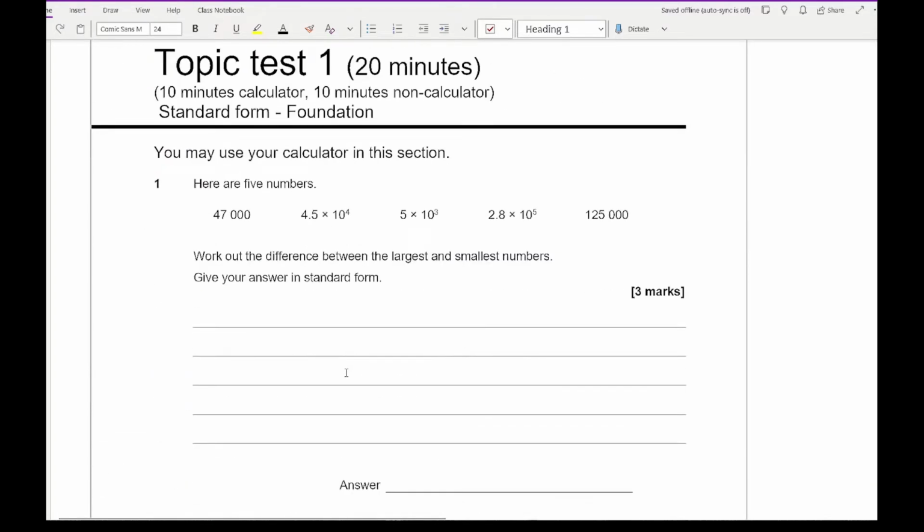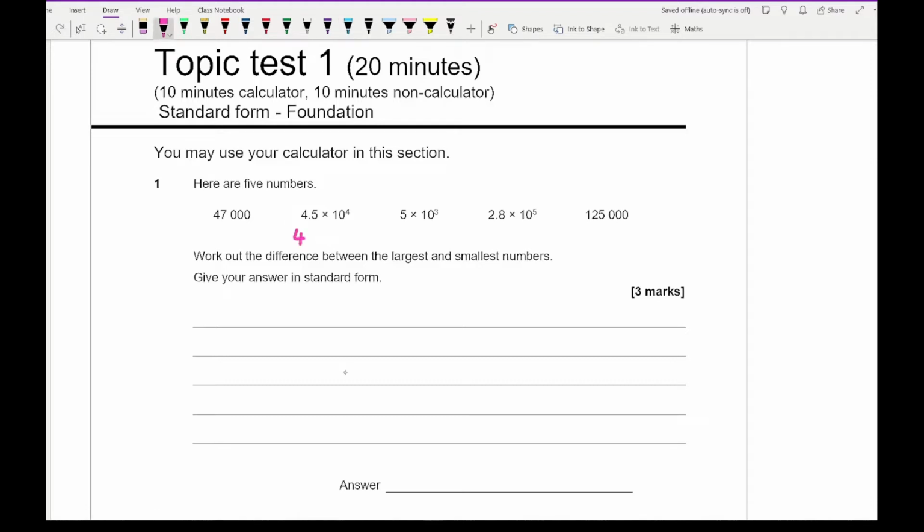Starting with the calculator section, for question 1 it says here are 5 numbers, work out the difference between the largest and the smallest number, and this question is worth 3 marks. The first thing we want to do is convert these into the same form, and I would always recommend that when you're ordering numbers in standard form, unless the powers are the same, you convert them all into ordinary form first. Let's do just that.